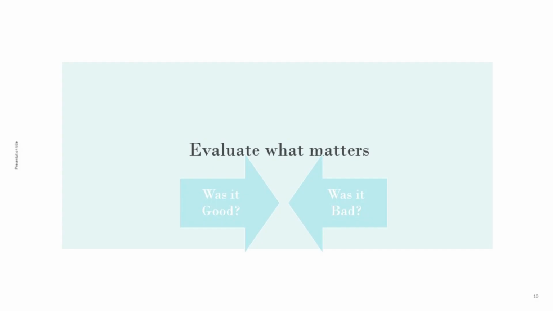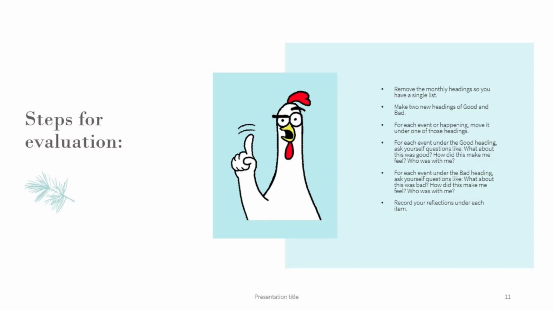Next step, start evaluating. Was it good or was it bad? How to do that? There is a little trick. When you find something that you consider a good event, ask yourself, what was good about that? And also, how did it make me feel? The same goes for anything that you consider a bad event. What was bad about that? What kind of impact did it have on my life? How did it make me feel? Of course, who was there with me?